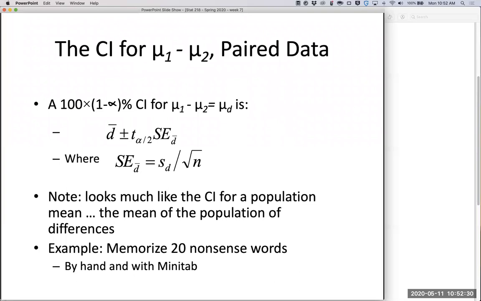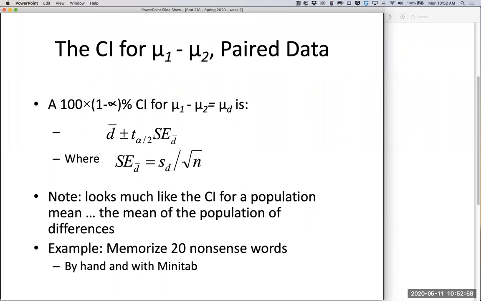A confidence interval for the difference, mu sub d, or if you will, mu1 minus mu2, is the average of the differences plus or minus about 2 standard errors, where the standard error is s over root n. That looks just like chapter 6, the confidence interval for one mean. Literally, the confidence interval for one mean of differences is the method we're going to be using.